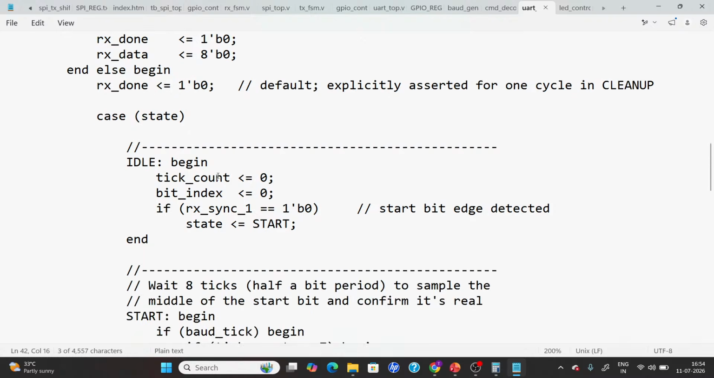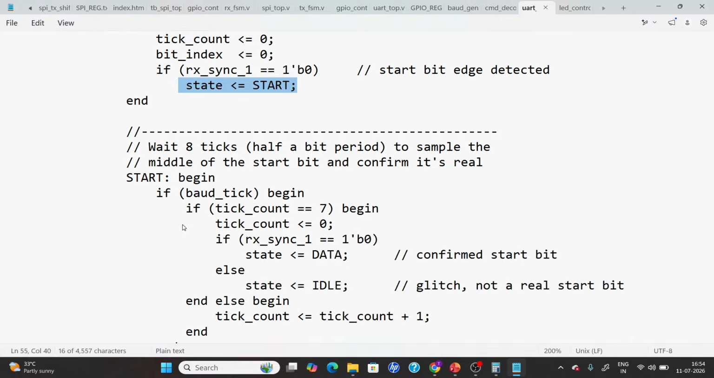Now, in the idle state, my tick_count will be equal to 0, bit index is equal to 0, and whatever data I'm going to have, if it is equal to 0, then I'm going to go to the start state. Because in a UART, the start of a UART frame is indicated by the start bit; if it is equal to 0, then only you go to the next state, right?